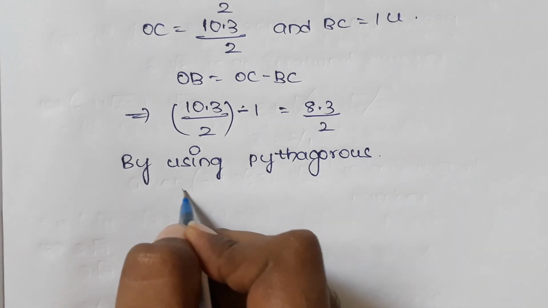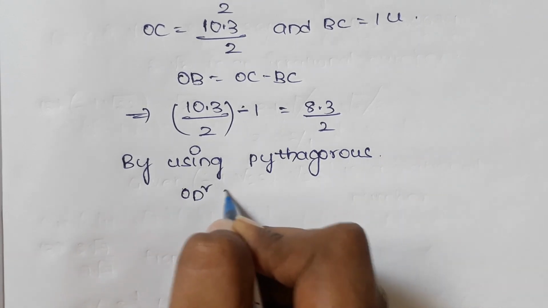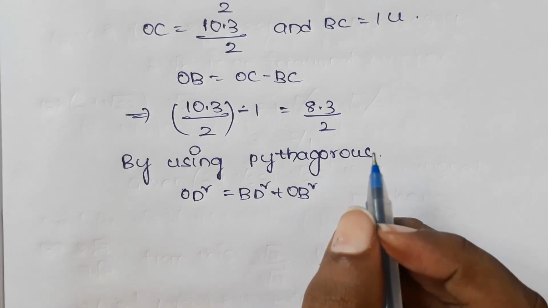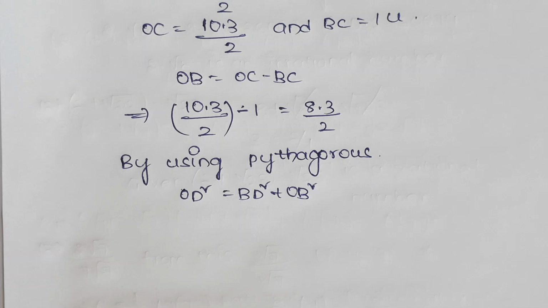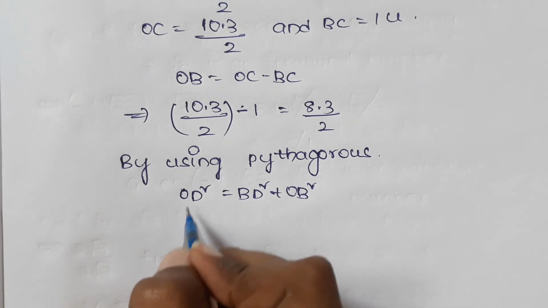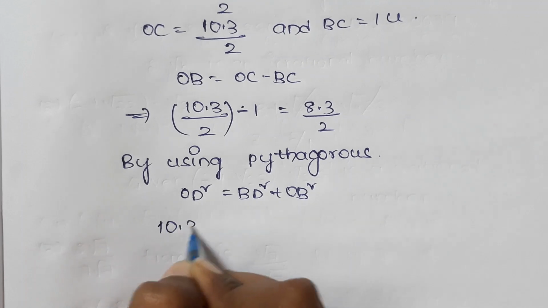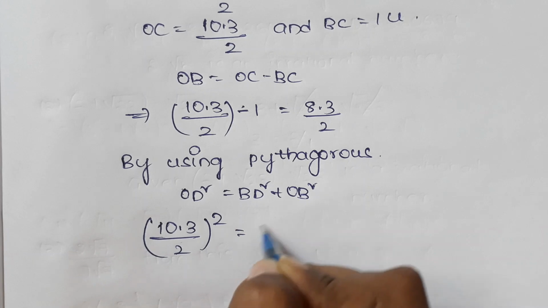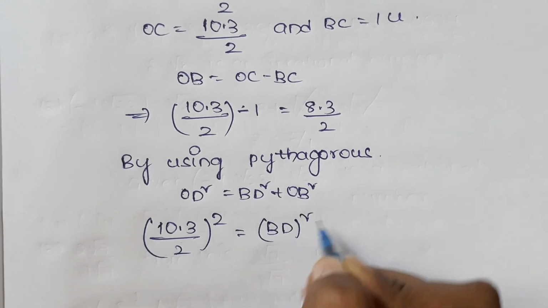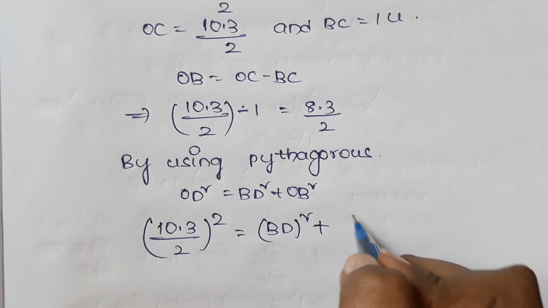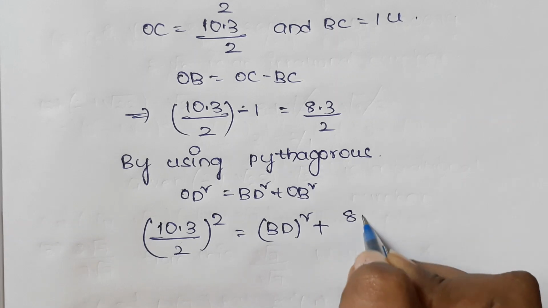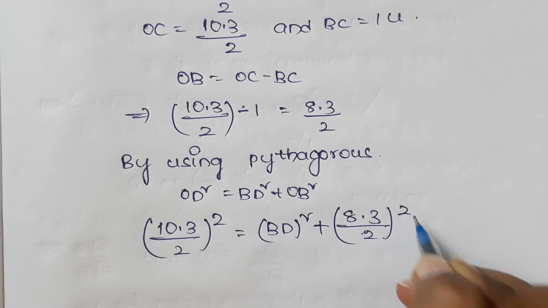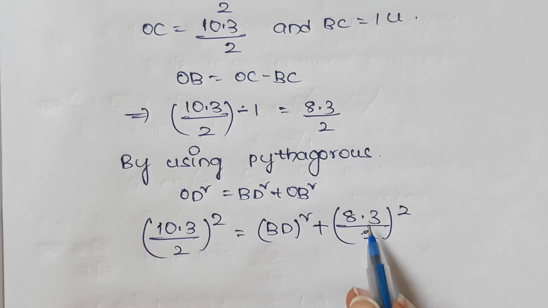Now by using the Pythagoras theorem, we know that OD square equals BD square plus OB square from right angle triangle OBD. Let us substitute all the values: OD is nothing but (10.3/2) whole square, and BD square we should find, and OB is nothing but (8.3/2) whole square.